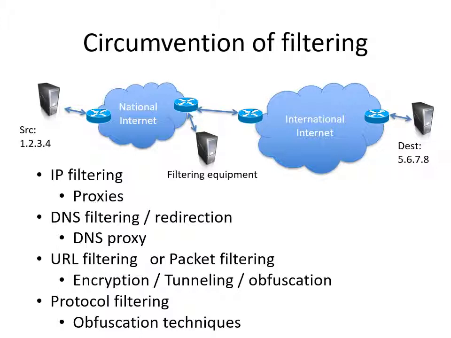For URL filtering or packet filtering, this is where encryption can help. For protocol filtering, if we're not going to allow traffic on certain protocols, here is where you can obfuscate things and make one protocol look like another protocol. People have actually done this where they take HTTP and embed it to make it look like a DNS request. And so by sending enough DNS requests, we can get an HTTP request through a firewall that doesn't allow HTTP.